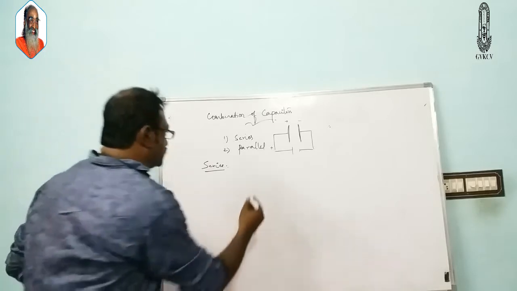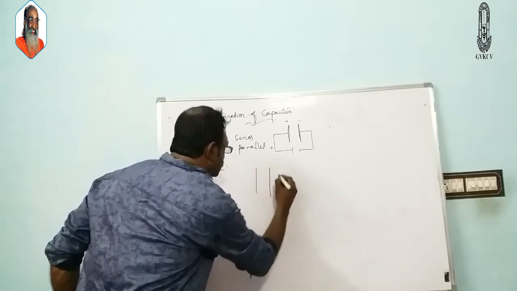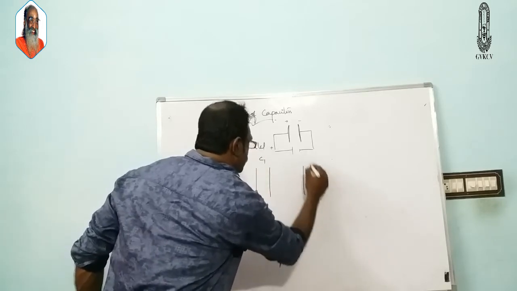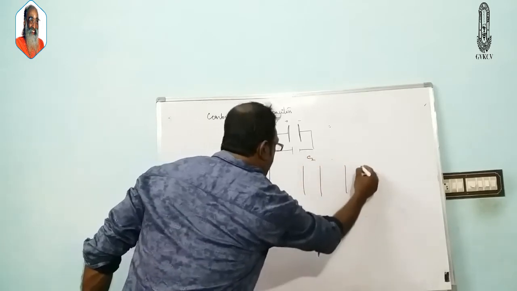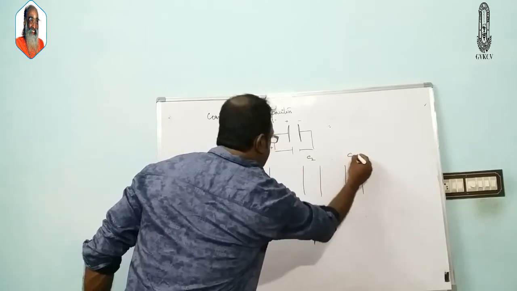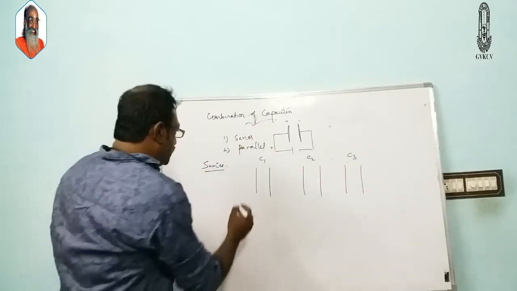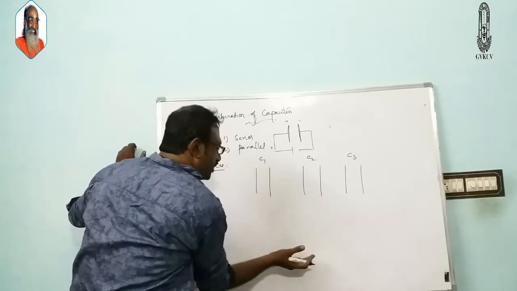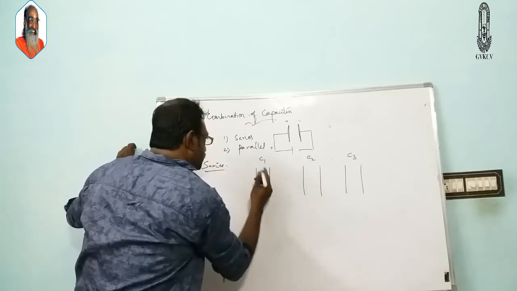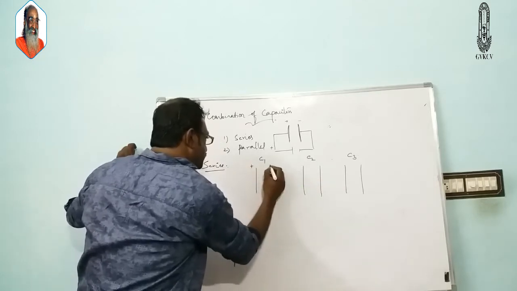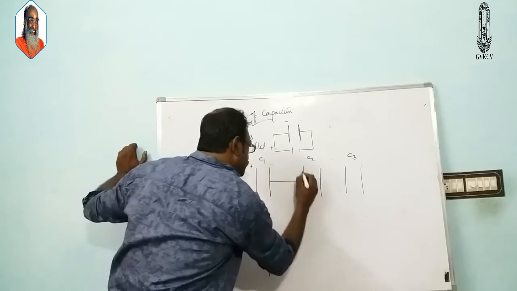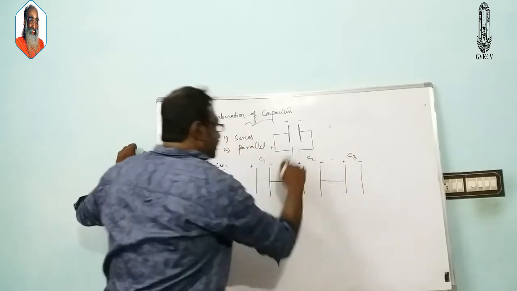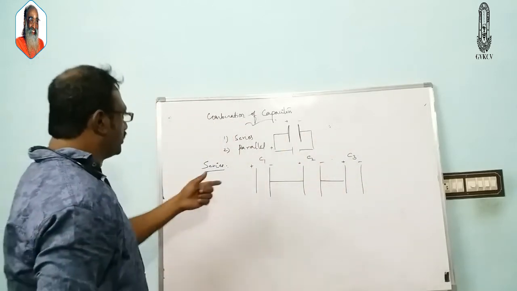That means, suppose we have a capacitor whose capacitance is C1, another capacitor whose capacitance is C2, another capacitor whose capacitance is C3. If we apply any voltage or any source to it, this becomes positive and this will be negative, and this negative is connected to the positive, and the next negative is connected to the positive, and so on. This type of combination we will call the series combination.